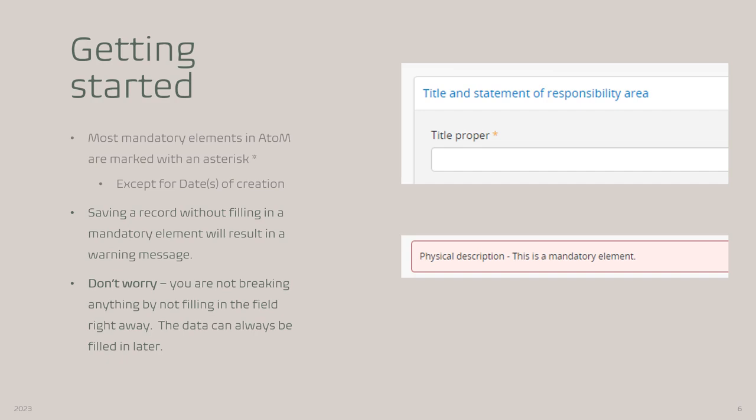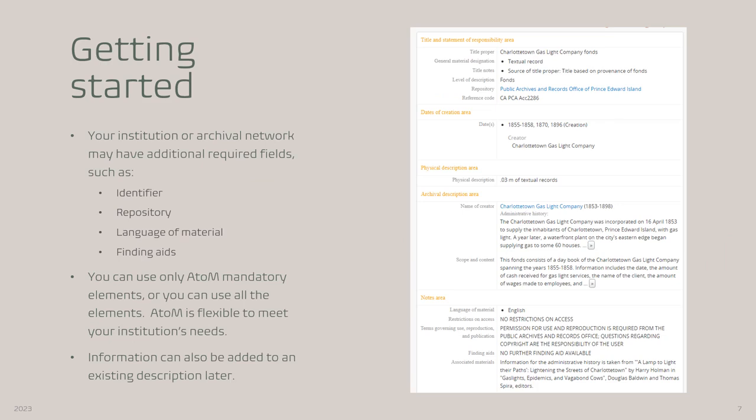Saving a record without filling in a mandatory element will result in a warning message, such as the red box you see there for physical description. But don't worry, you're not actually breaking anything by not filling the field in right away. The data can always be filled in later. Your institution or archival network may have additional required fields, such as identifier, repository, language of material, and finding aids. You can only use the AtoM mandatory elements, or you can use all of the elements. AtoM is flexible to meet your institution's needs. And remember, information can always be added to an existing description later.